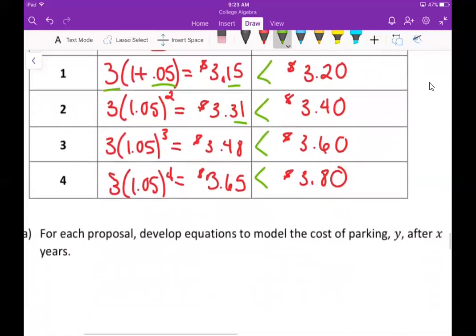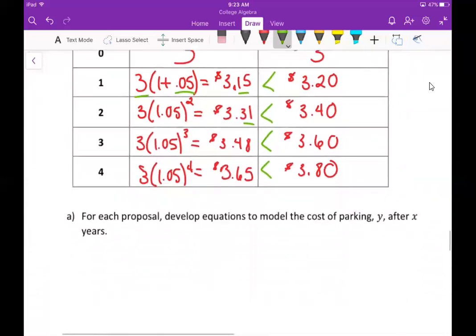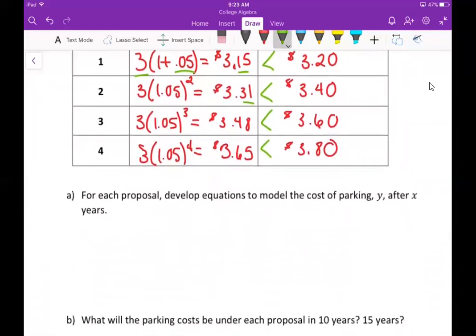So let's generate those functions to see what happens, because we know that proposal A is exponential, and we know that exponential growth will always take over linear growth eventually. But what we're seeing right now is that at first, it's not. And we're going to visualize that here at the end to see why.